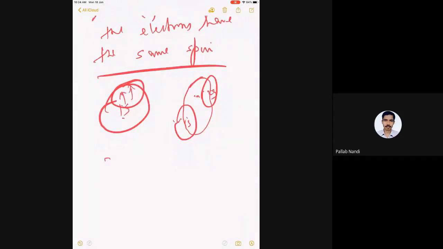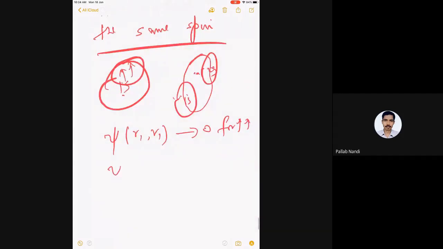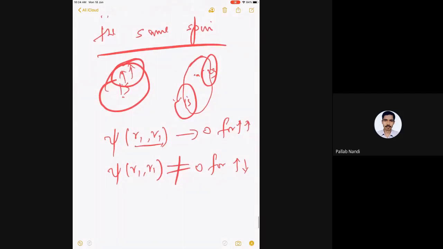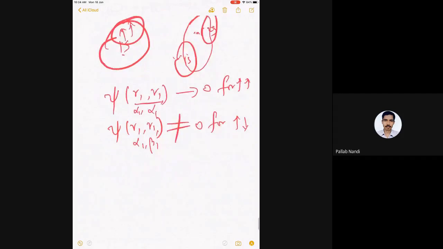In fact, it can be shown that psi of R1 itself goes to zero for parallel spin, and psi of R1 does not go to zero for anti-parallel spin. Again, when I say R1, for parallel spin I can write alpha 1, alpha 1, and for anti-parallel I can write alpha 1, beta 1. I'm just doing the discussion to show the probability is zero versus not zero.